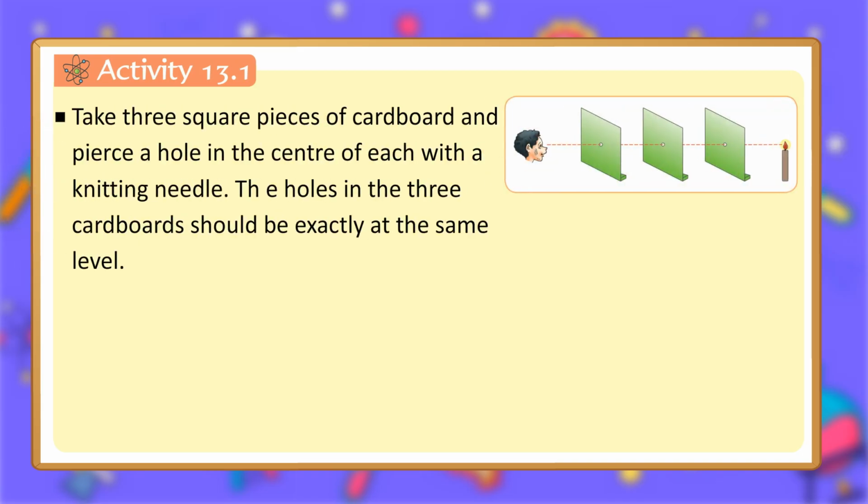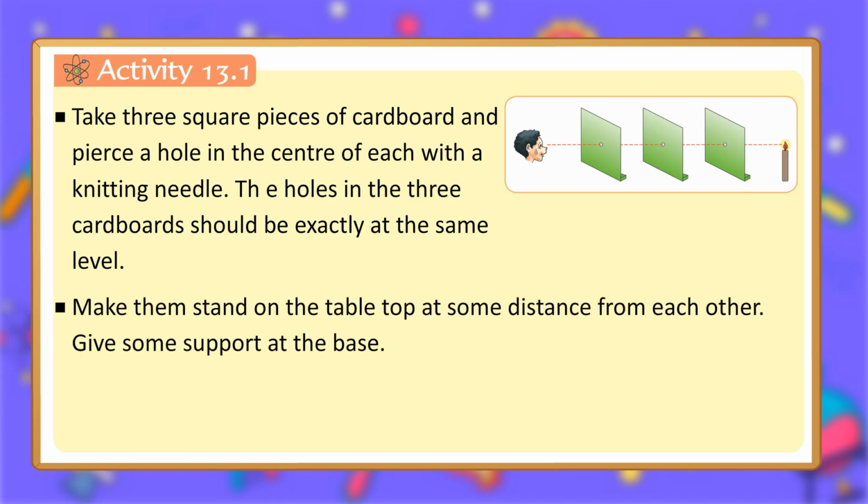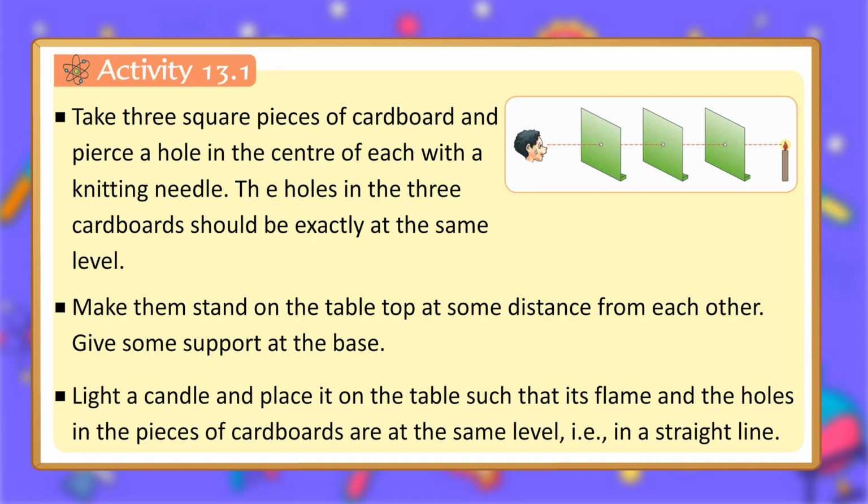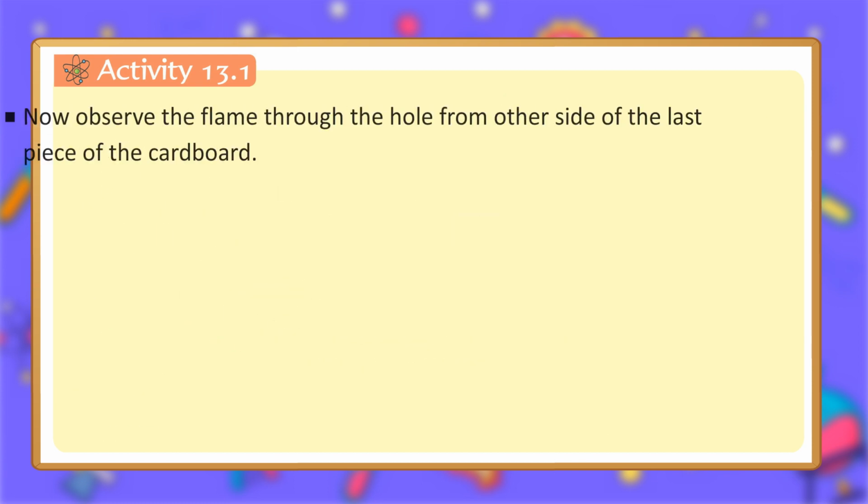Activity 13.1. Take 3 square pieces of cardboard and pierce a hole in the center of each with a knitting needle. The holes in the 3 cardboards should be exactly at the same level. Make them stand on the tabletop at some distance from each other. Give some support at the base. Light a candle and place it on the table such that its flame and the holes in the pieces of cardboard are at the same level, i.e., in a straight line.